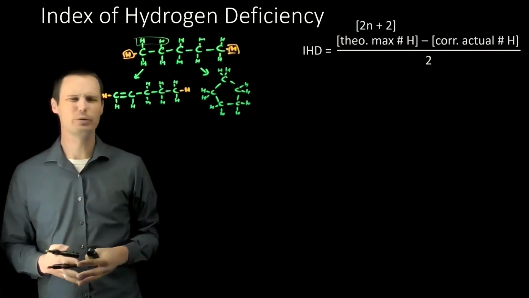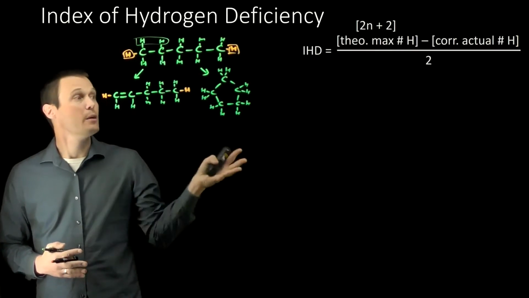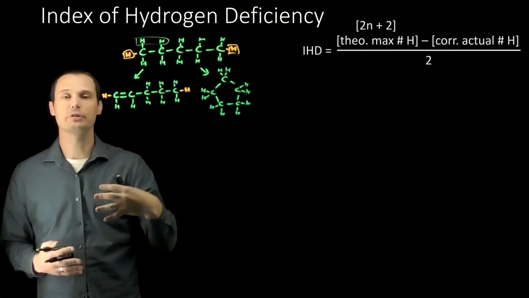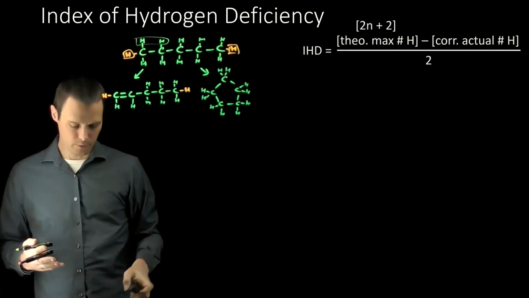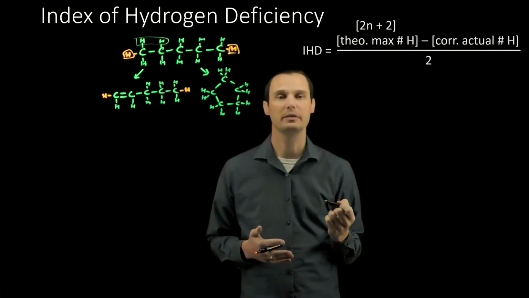What does corrected actual number of hydrogens mean? I'll actually explain that as we go through some examples. And then we divide by 2 because every 2 hydrogens is 1 unit of unsaturation. We can explain this best by doing a series of examples.